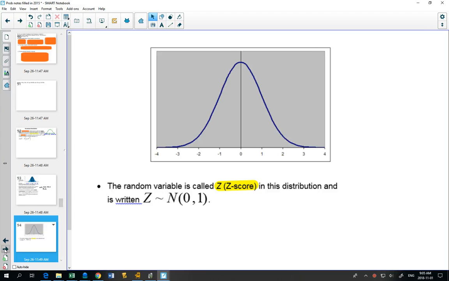If you have a standard normal distribution, like this, you can find what we describe the scores along there, we describe them as z-scores. And a z-score is just how many standard deviations you are above the mean or below the mean.